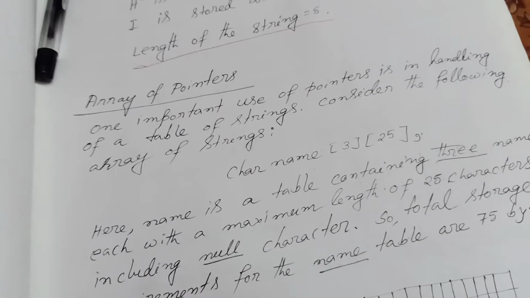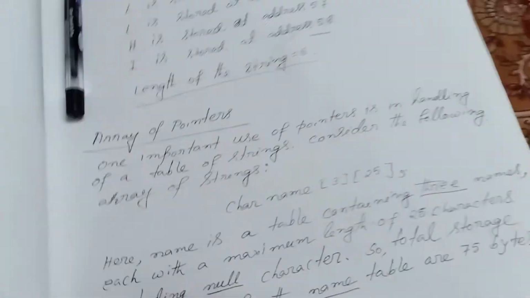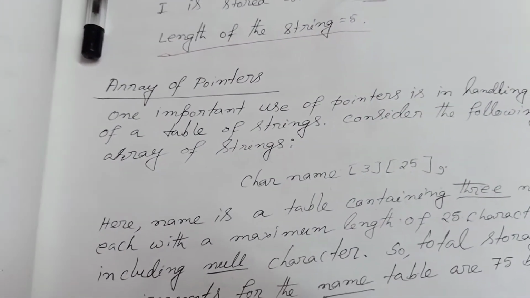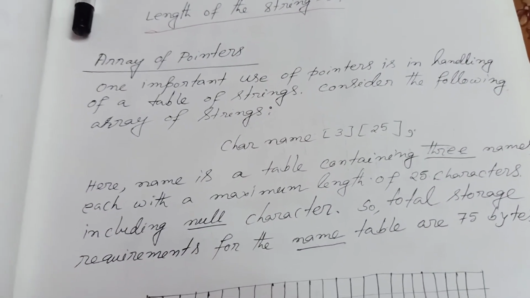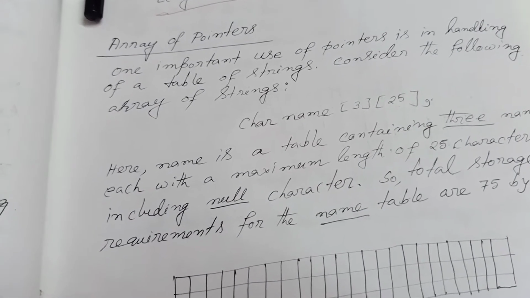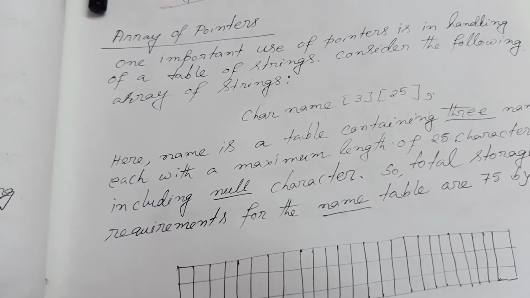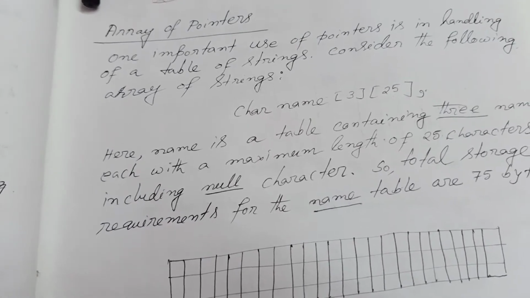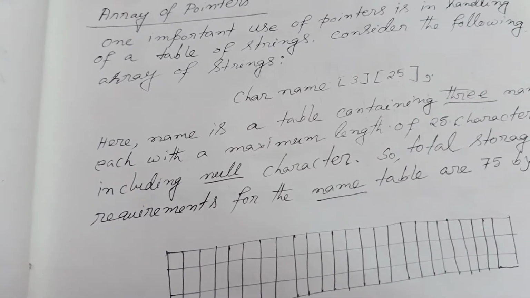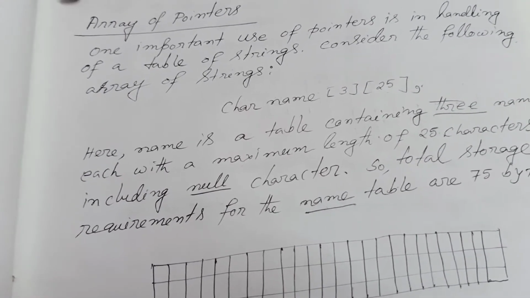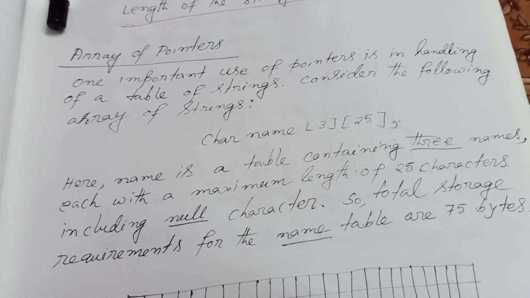In the previous video session we have seen one dimensional arrays and two dimensional arrays using pointers. In array of pointers we are using a lot of strings which are stored in a table format, and how we access these strings in a table format we can see in array of pointers. So one important use of pointers is in handling a table of strings.